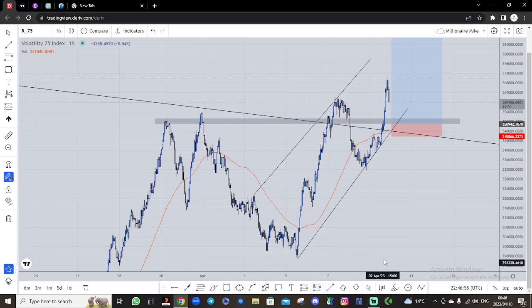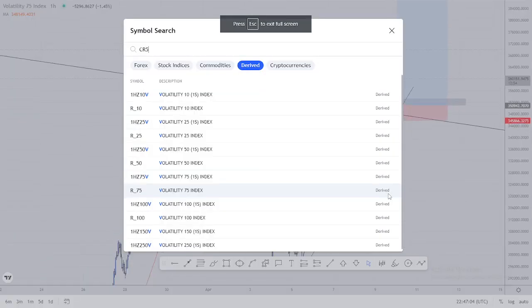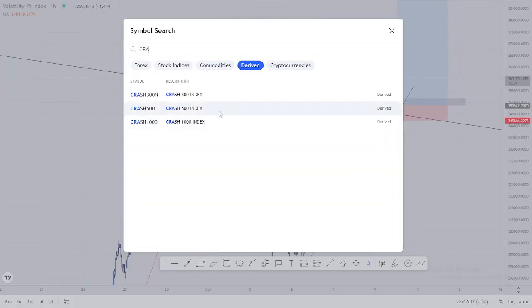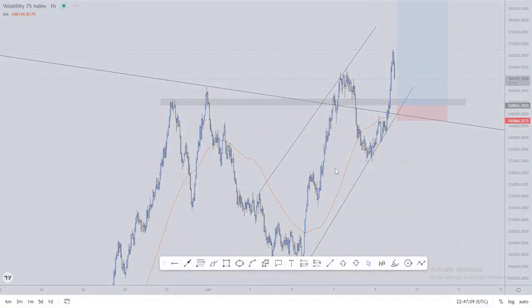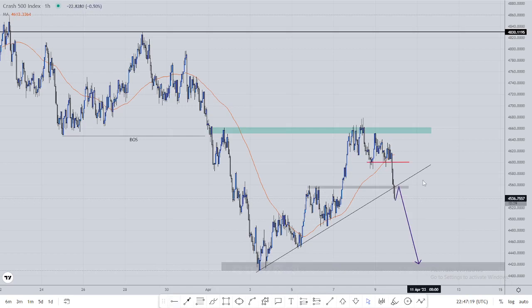Right, so guys, Vix75, this is it, as well as Crash 500. I don't force trades, I wait for the market to finish its crazy movements. Right, so Crash 500, I said we just wait. Once we get a retest, we're in sales all the way down.